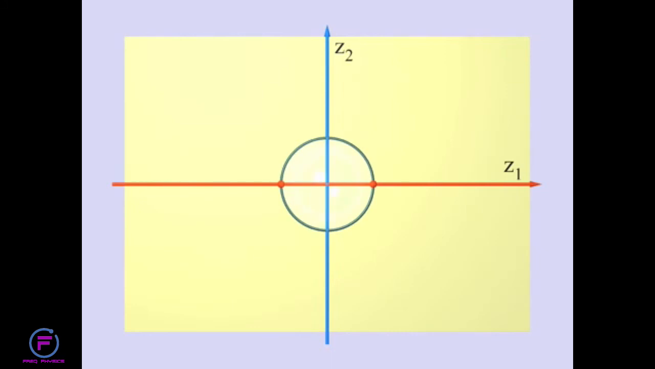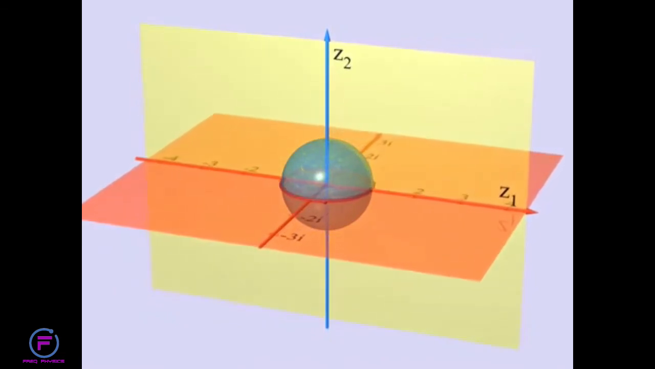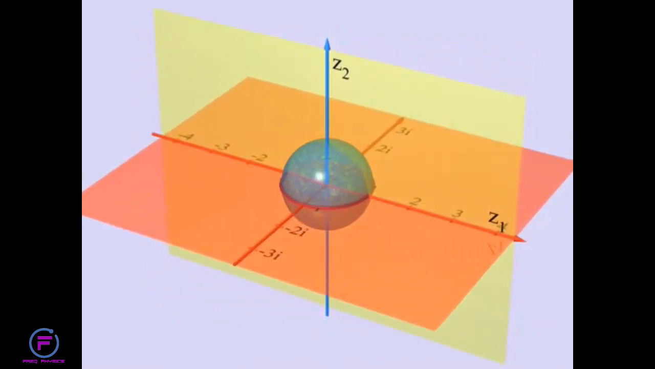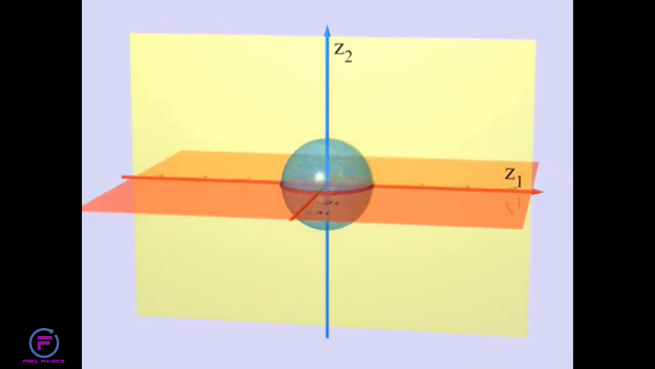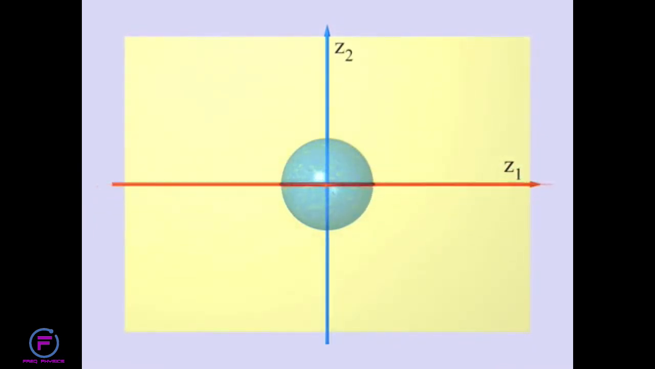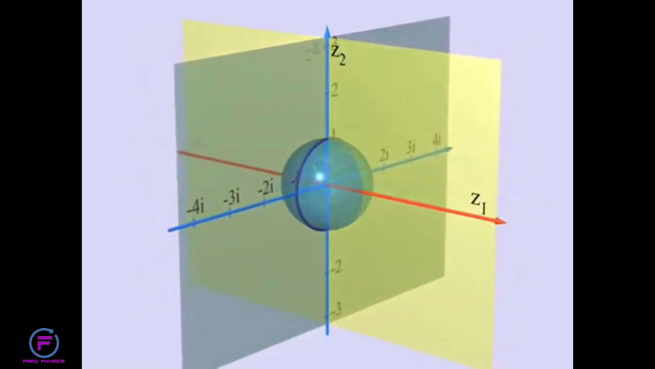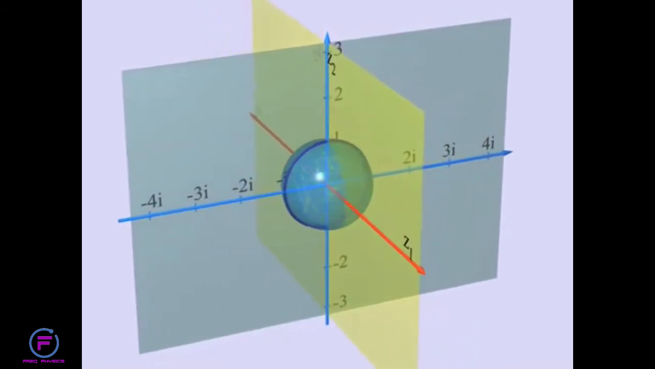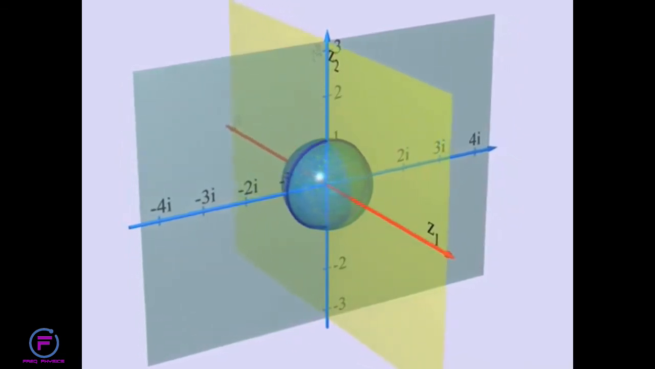Let's try to see at least how this sphere intersects the first axis. The 3-sphere intersects the first axis in a set of points on this axis which are at distance 1 from the origin. You see, the 3-sphere intersects the first axis in a circle. The same is true for the second axis, which intersects the 3-sphere in a circle as well, the blue circle. Now, what is true for the horizontal line and the vertical line is equally true for all lines going through the origin.